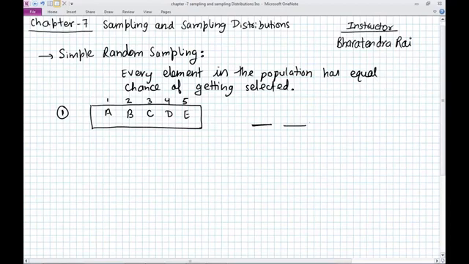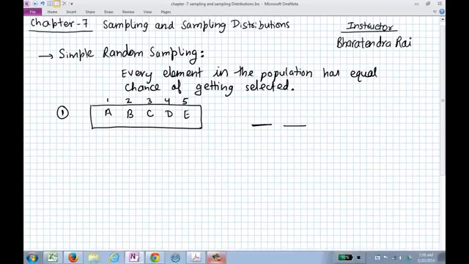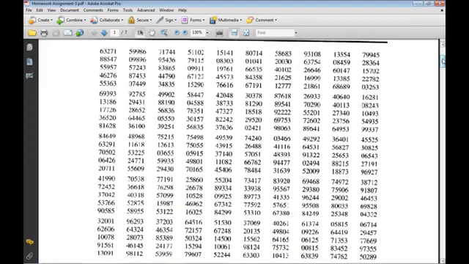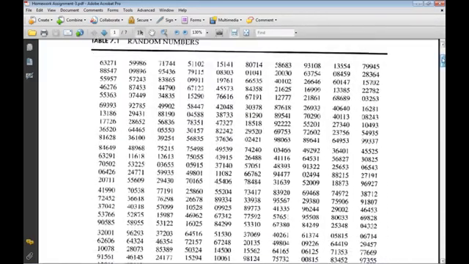Many times we make use of random number tables, and one such random number table is given in your homework file. So if you look at this random number table, and if you go from left to right or right to left, top to bottom or bottom up, whichever way you go, these random numbers are proved to be random. So there's no pattern in the sequence of these numbers. In fact, there are statistical tests available which can test for randomness. So how to use this table is very simple.